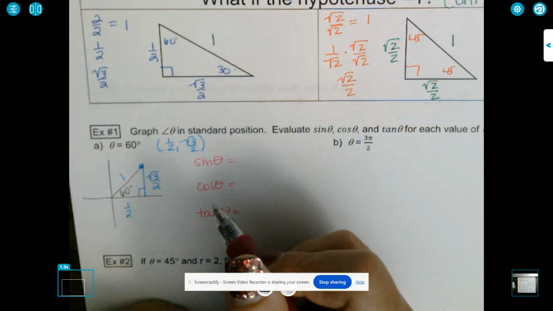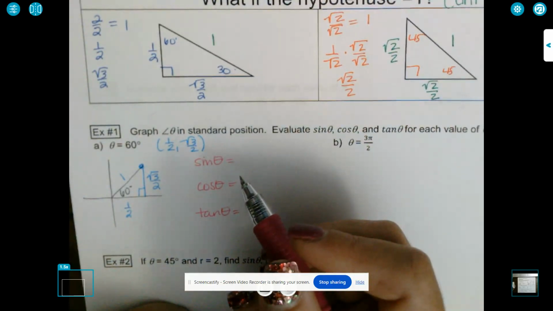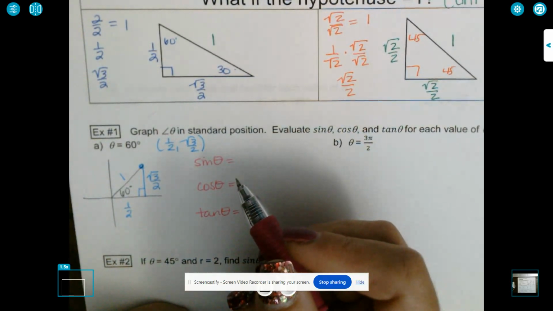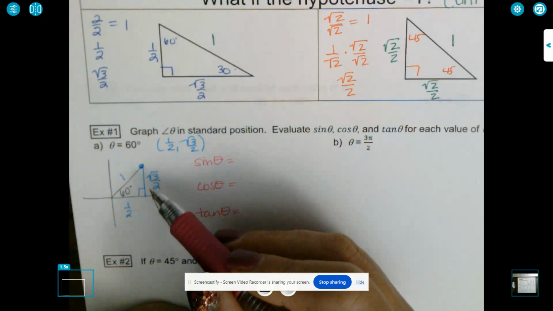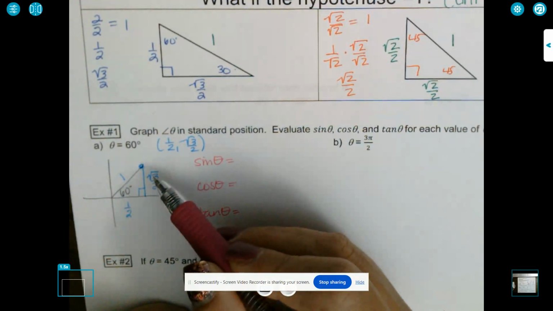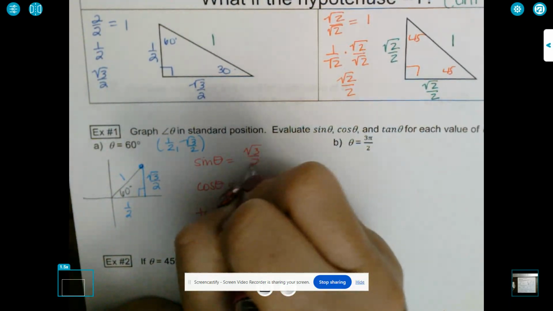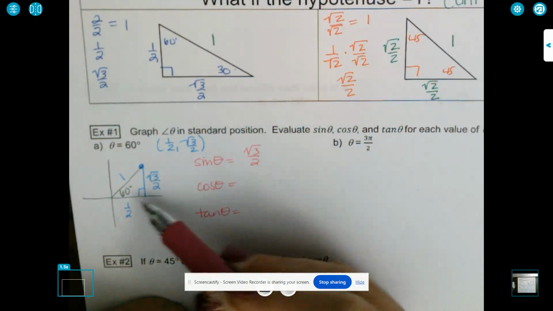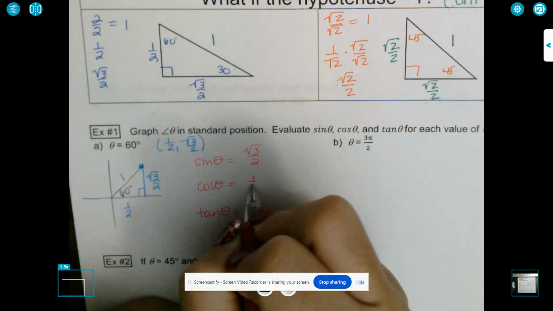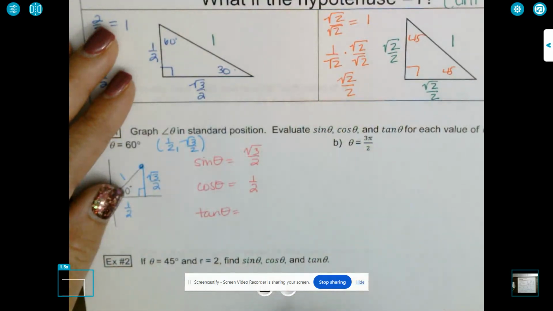All right, so remember, we talked about SOHCAHTOA, or we can know that sine is our y, cosine is our x. If I do SOHCAHTOA, I'll start at 60, so sine is opposite over hypotenuse. So opposite would be the square root of 3 over 2 over 1, which obviously is just the square root of 3 over 2. Cosine is adjacent, so 1/2 over 1, which is just 1/2. And then tangent would be opposite over adjacent.